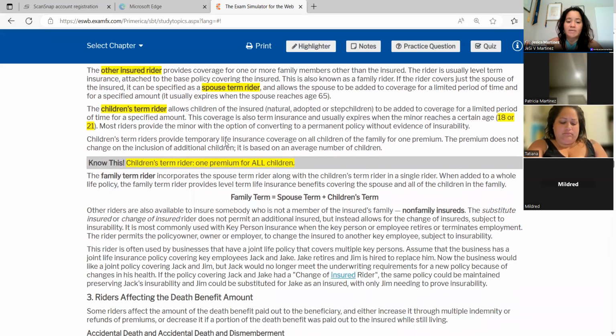Children's term riders provide temporary life insurance coverage on all children of the family for one premium. The premium does not change on the inclusion of additional children. It is based on an average number of children. So children's term rider is one premium for all children. Your rider will be the same amount, even if you have 1, 3, 5, or 10 kids.